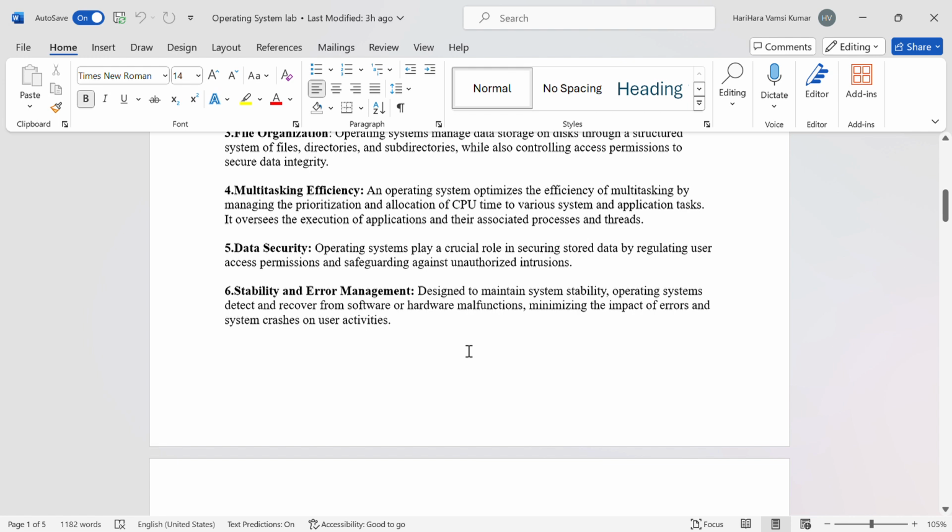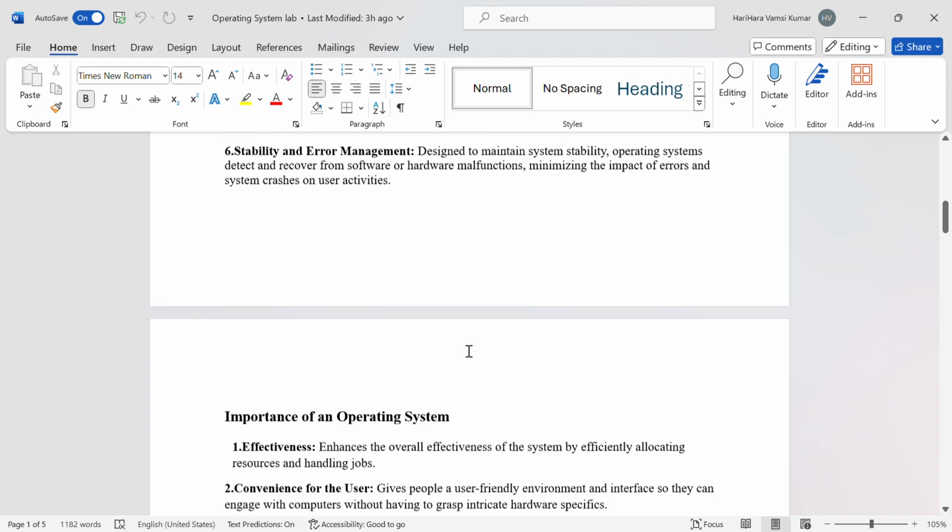In stability and error management, designed to maintain system stability, operating systems detect and recover from software or hardware malfunctions, minimizing the impact of errors and system crashes on user activities.